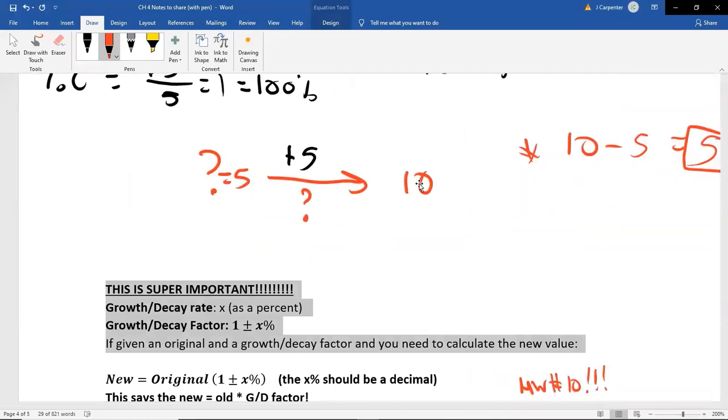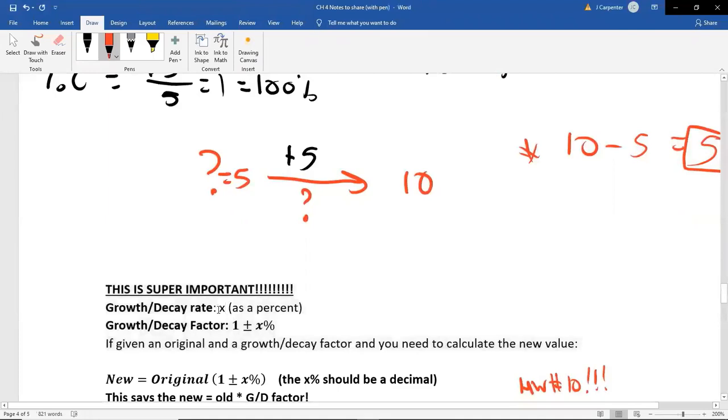Now, we have dealt with growth and decay rates already. When we've said that your money grows 7% annually, that's a growth rate. If I said that you lose 7% annually because you're paying interest or something, that would be a decay rate. Growth means it's going up, decay means it's going down. So your growth or decay rate is given to you as a percent. So when I say X, I'm just saying something like 7%, 13%, or -7%, or -13%, depending if we're going up or down.